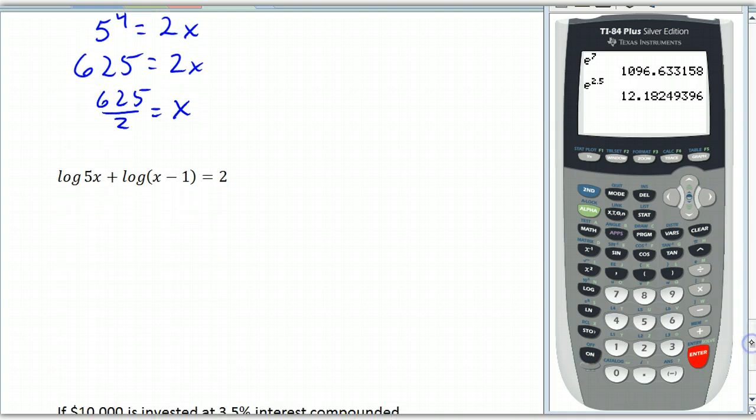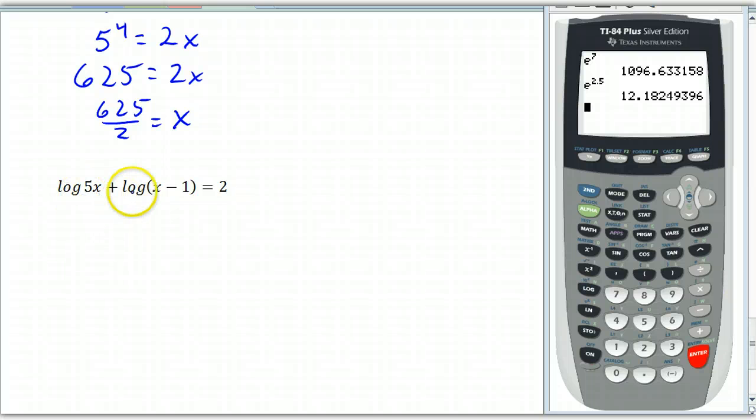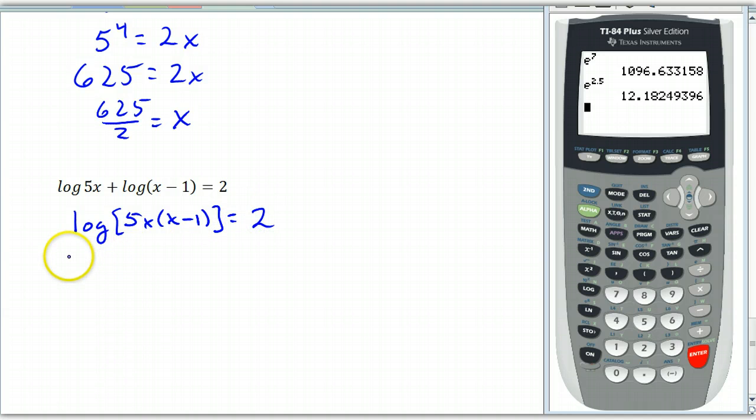Alright, now I have more than one logarithm. So I'm going to use the properties of logarithms to condense these into one. And remember that when I add logarithms, that means I can multiply what I'm taking the log of. So I'm going to have the log of 5x times x minus 1 will equal 2. So that means I have the log of 5x squared minus 5x equals 2. And since there's no base written here, that means it's a common log, and the base is 10. So 10 to the 2nd power is equal to all of that.